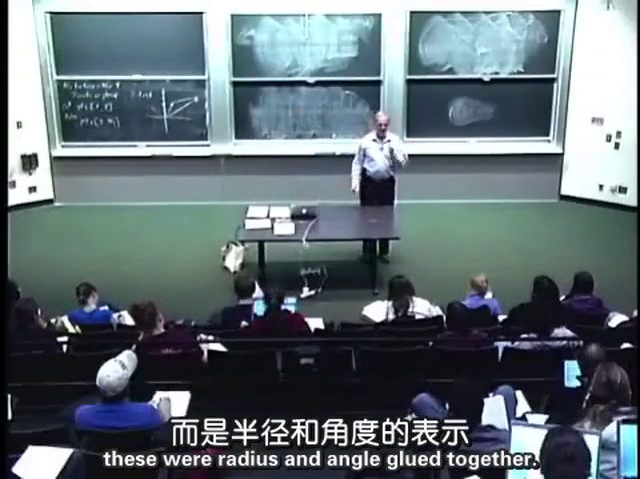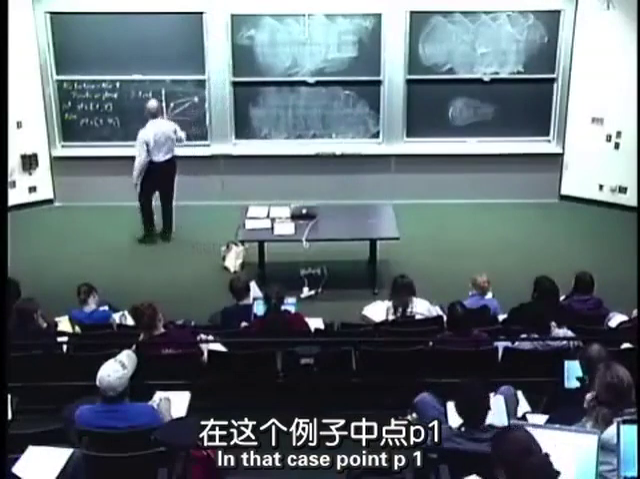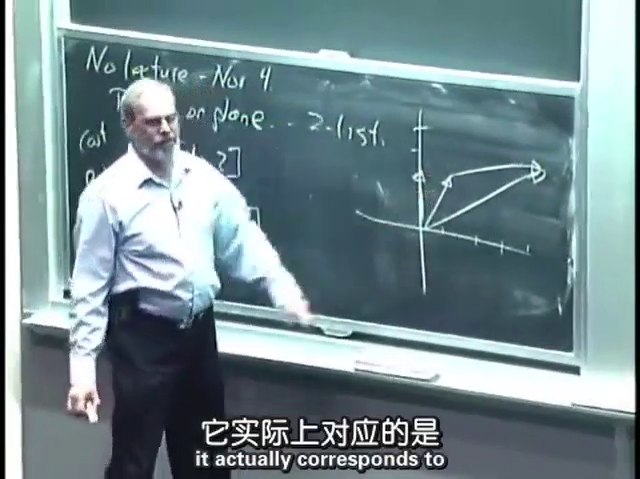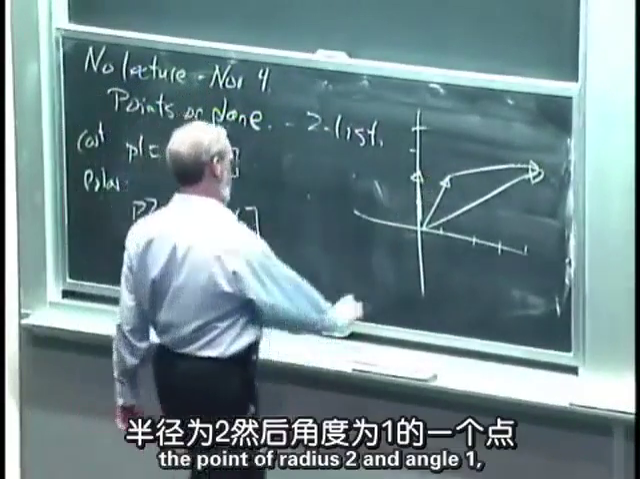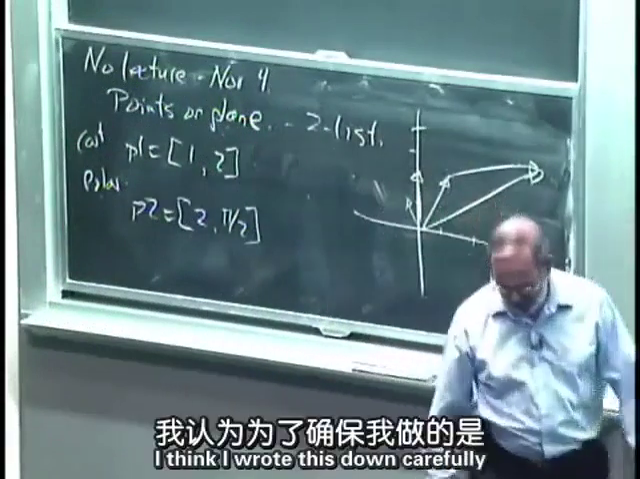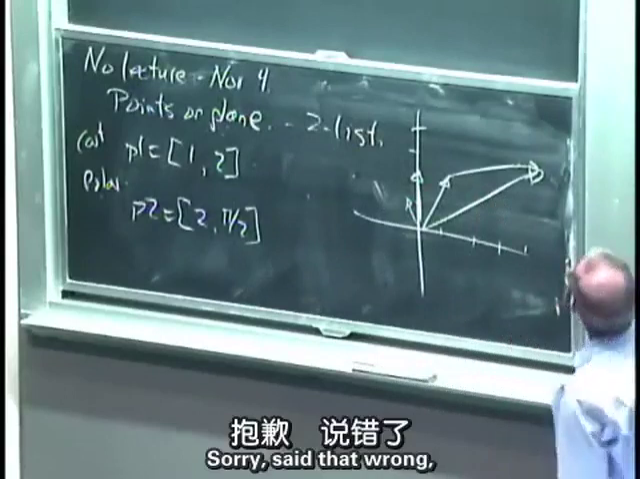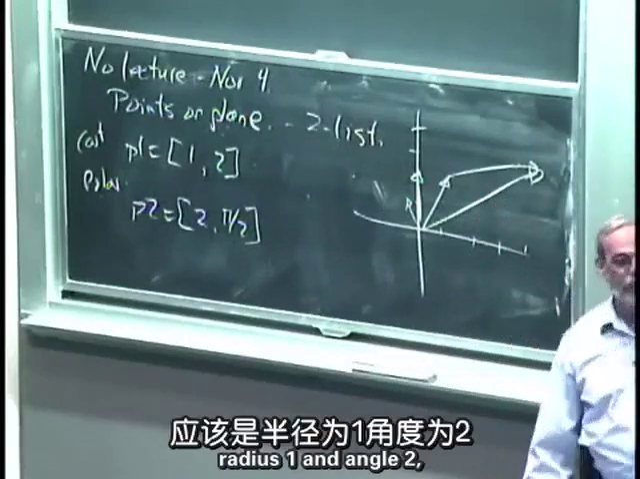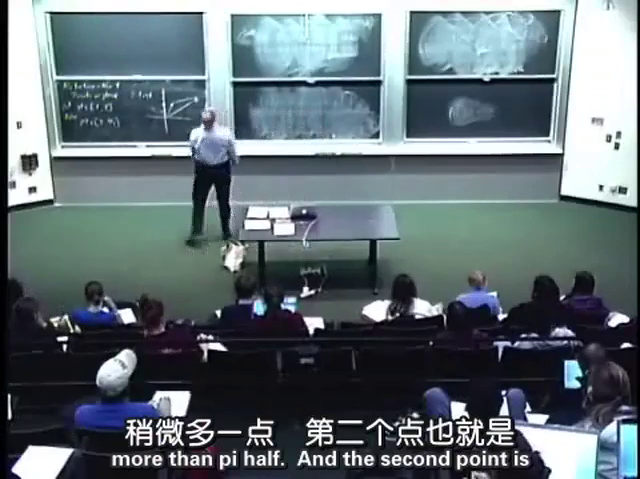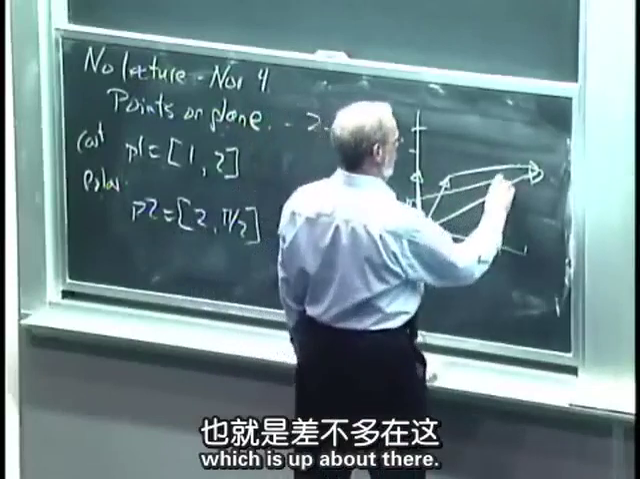These were radius and angle glued together. In that case, the point P1 doesn't correspond to this point. It actually corresponds to a point of radius 1 and angle 2. 2 radians is a little bit more than pi half. And the second point is of radius 3 and angle 1, which is up about there.